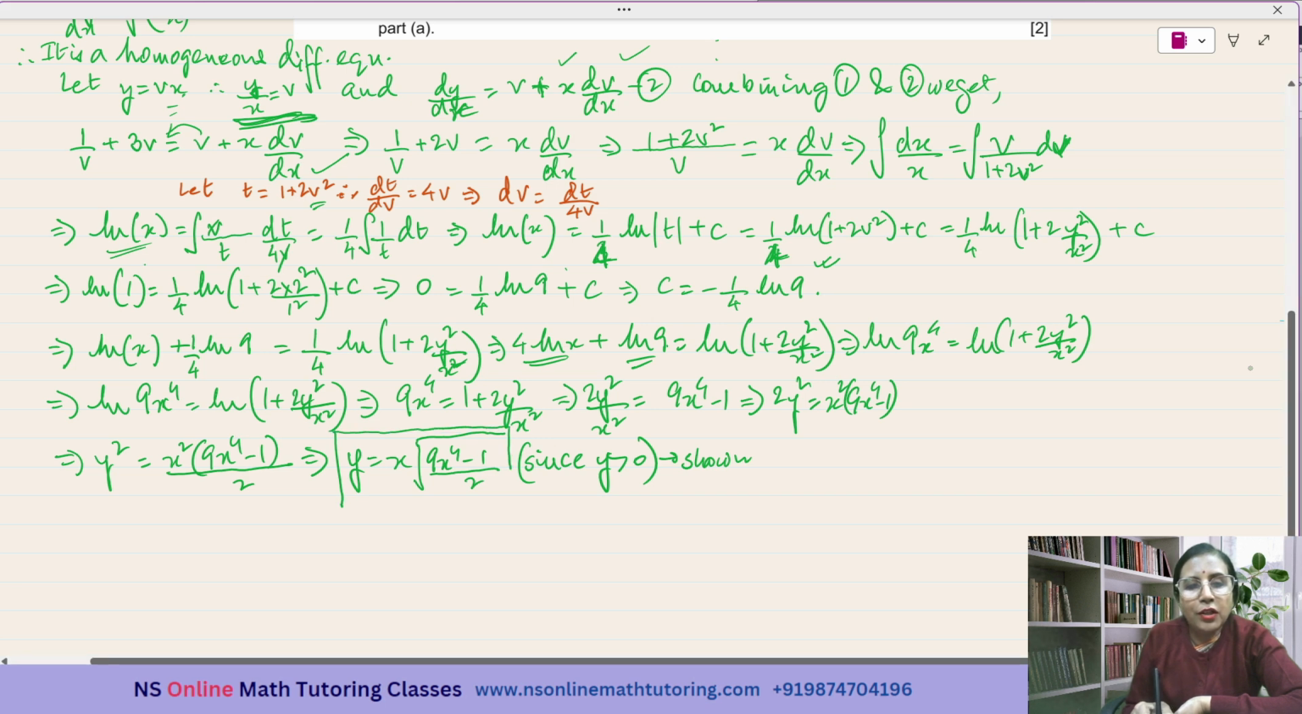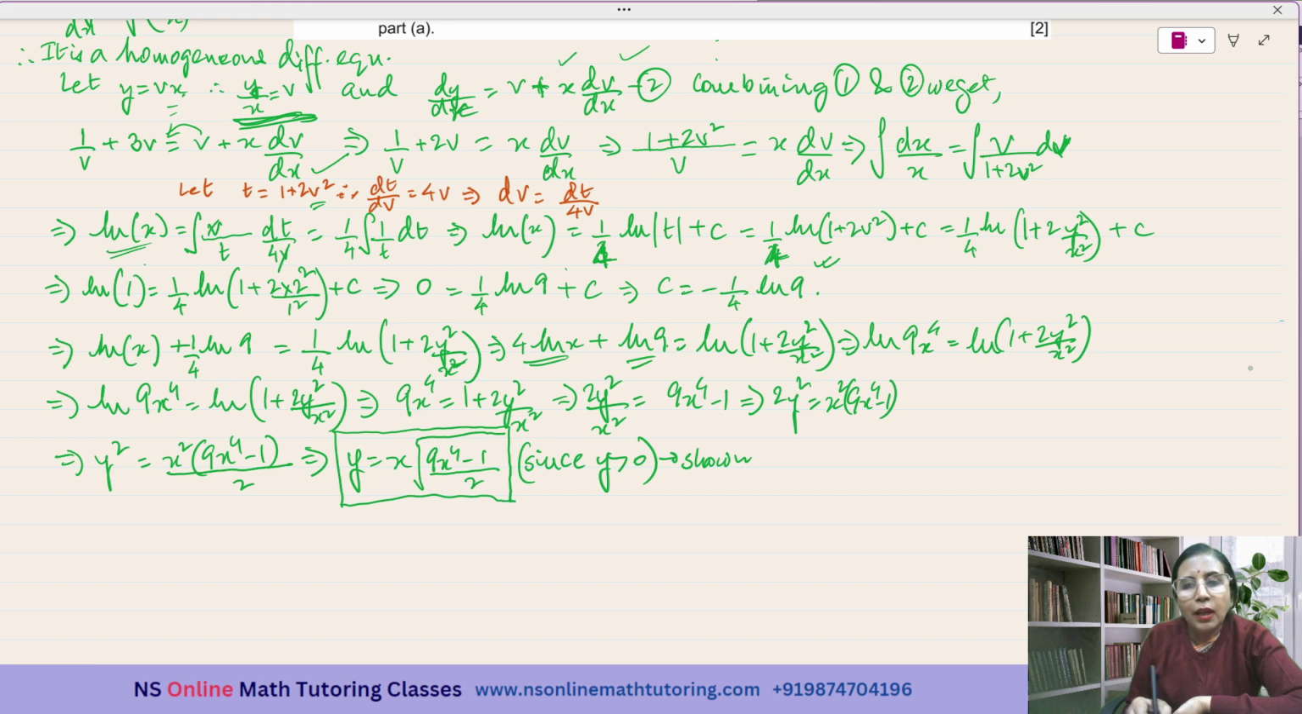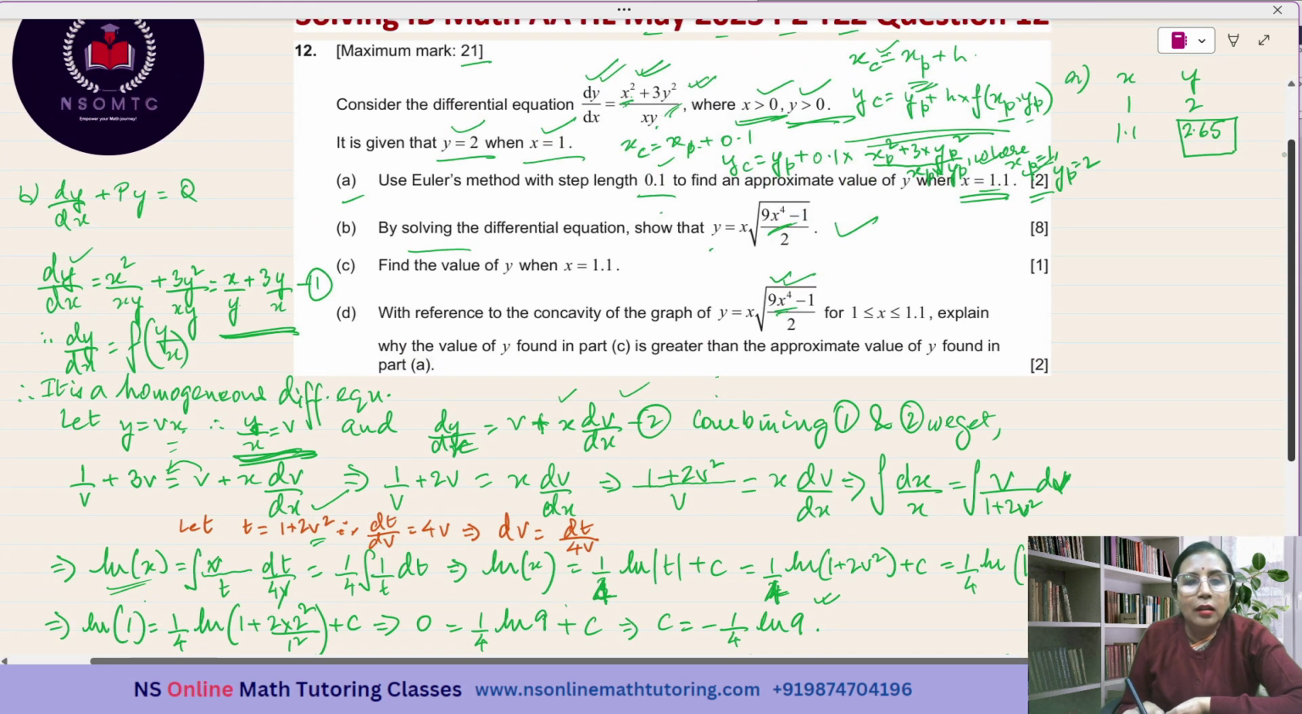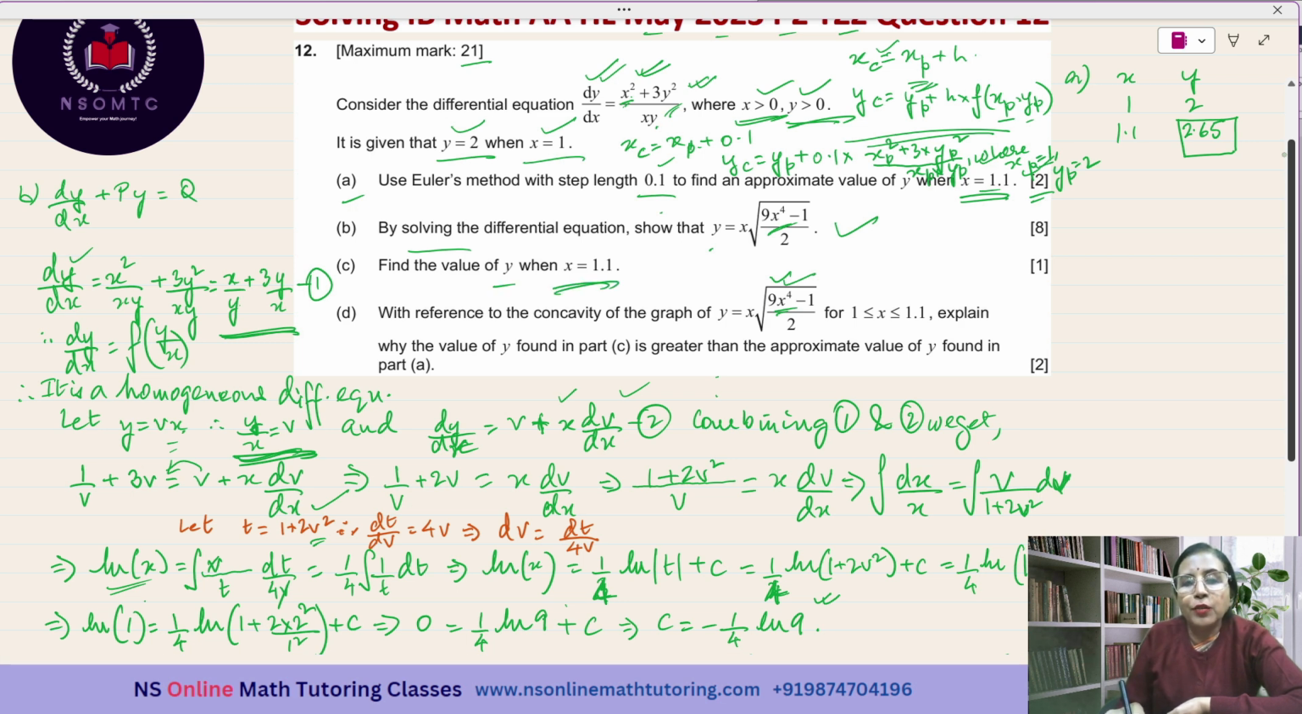We have solved the differential equation, and subpart C is saying find the value of y when x equals 1.1. Of course, now we will be using this expression for y. So let me write the subpart C's answer over here. Y is equal to x, and it is containing just a single mark, times the square root of 9x to the power of 4 minus 1 over 2, when x equals 1.1.